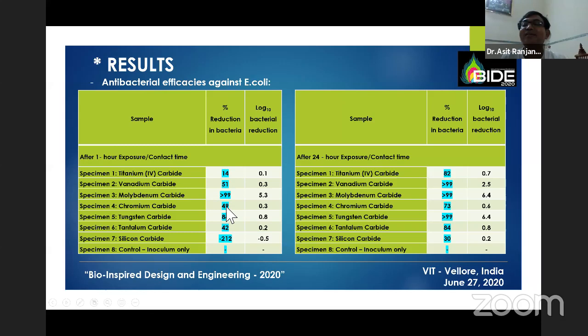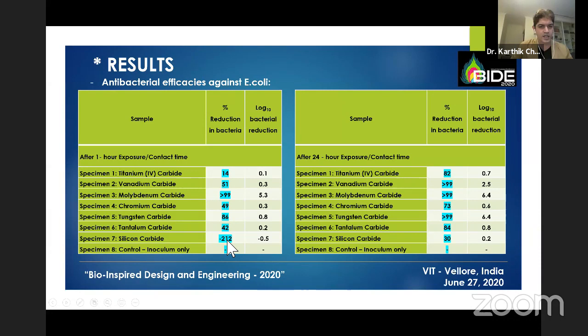Thank you. So tungsten carbide is pretty close to molybdenum carbide. Although, if you look at the log values, molybdenum carbide is substantially more effective compared to tungsten. The other 2 show low to medium efficiency, with silicon carbide showing practically nil efficiency.